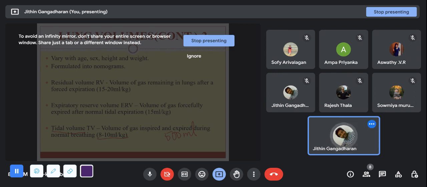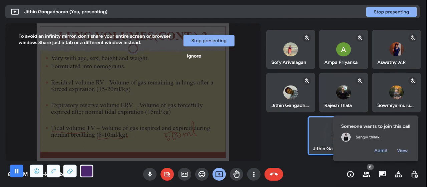Even though you have forcefully expired air from your lungs, your lungs will still have some air inside them, right? That air will prevent the collapse of the alveoli. That is known as the residual volume. So the residual volume is the air which remains inside the lungs after the forceful expiration.